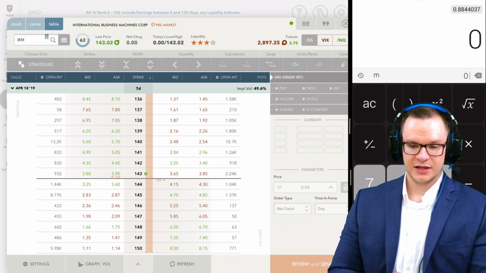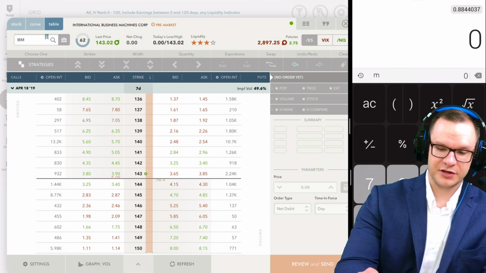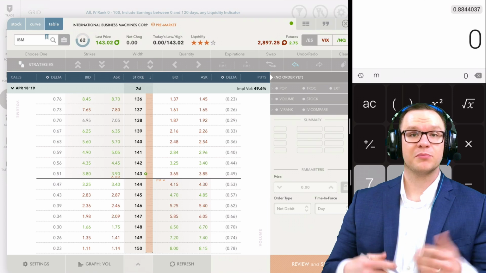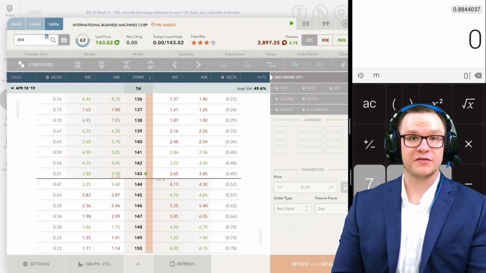So let's take a look at this. First thing that I want to do is change this column to delta. Delta is our approximate probability of profit.